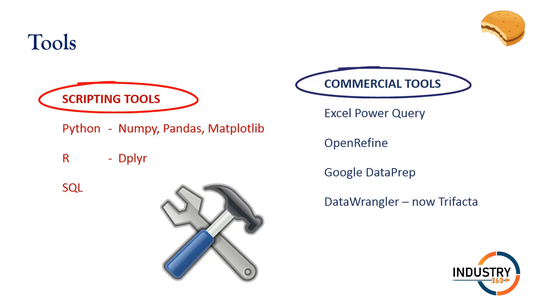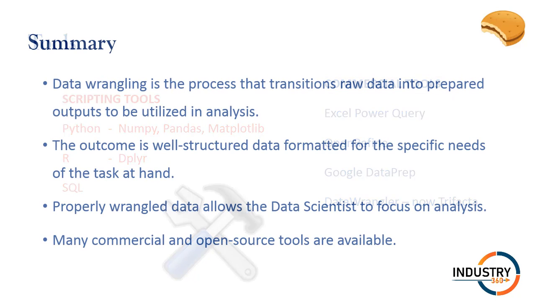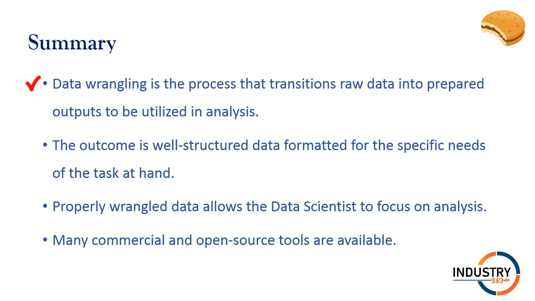Now, to summarize what we have learned today, data wrangling is a process that transitions raw data into prepared outputs to be utilized in analysis. The outcome is well-structured data formatted for the specific needs of the task at hand. Properly wrangled data allows the data scientist to focus on analysis. Many commercial and open source tools are available.